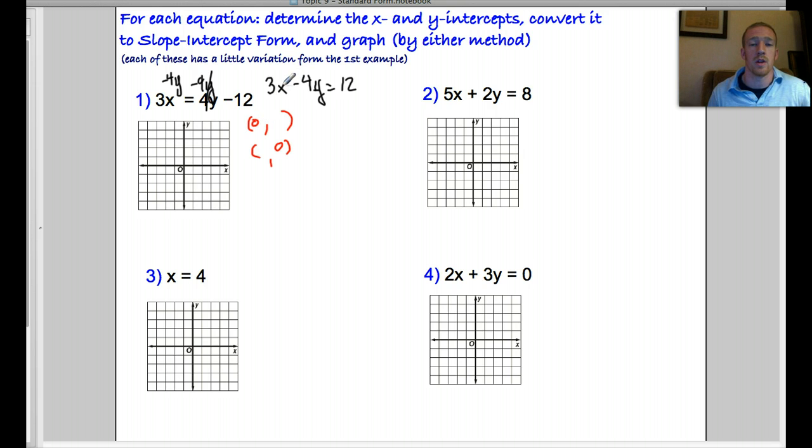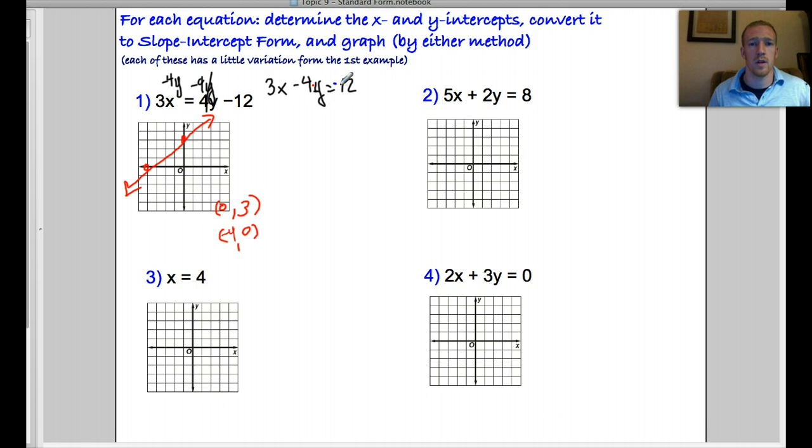If x is 0, I plug it in here. 3 times 0 is 0, so that eliminates that term. Negative 4y equals 12, y has to be negative 3. Actually, negative 4y equals negative 12, so y has to be 3. Then if I plug in a 0 for y, 4 times 0 is 0, so I'm really just solving 3x equals negative 12. X has to be negative 4. So I can graph those 2 points now: 0, 3 and negative 4, 0.